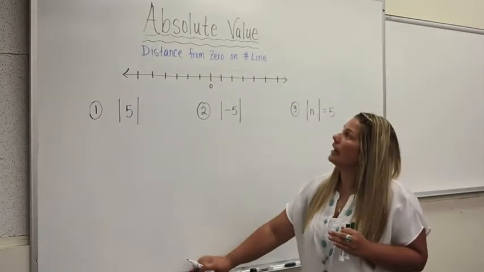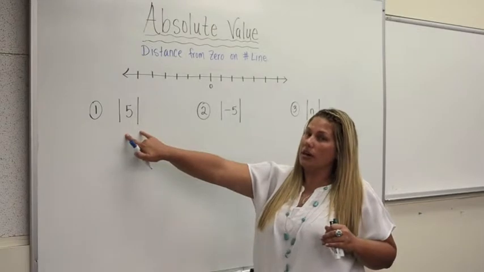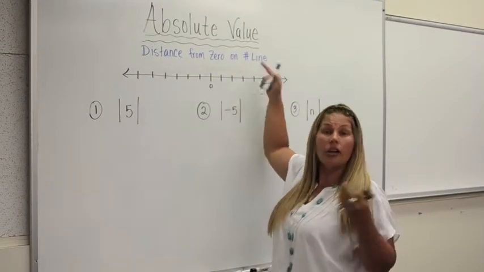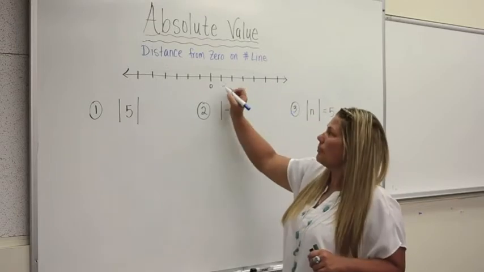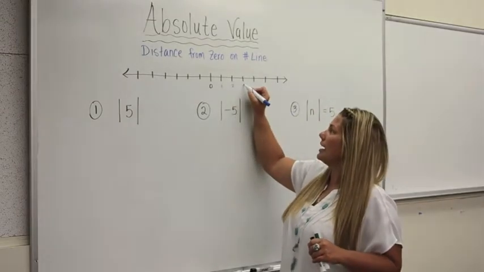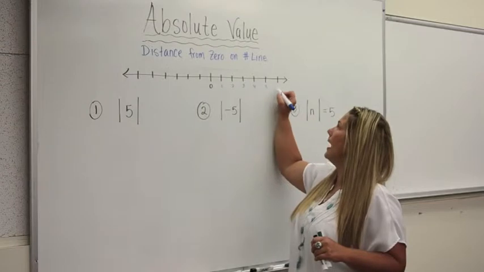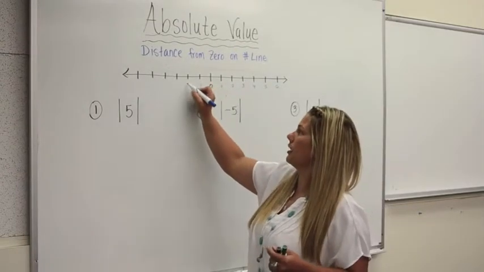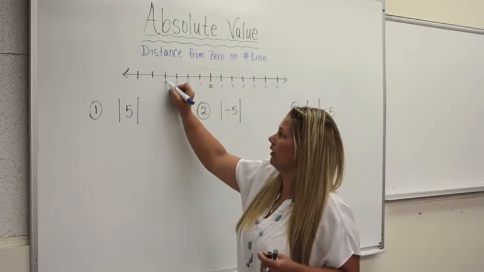So whenever you see those bars, they're saying how many spaces from 0 on the number line. And remember, as we go to the right on the number line, our numbers are positive. As we go to the left from 0, our numbers are always negative.